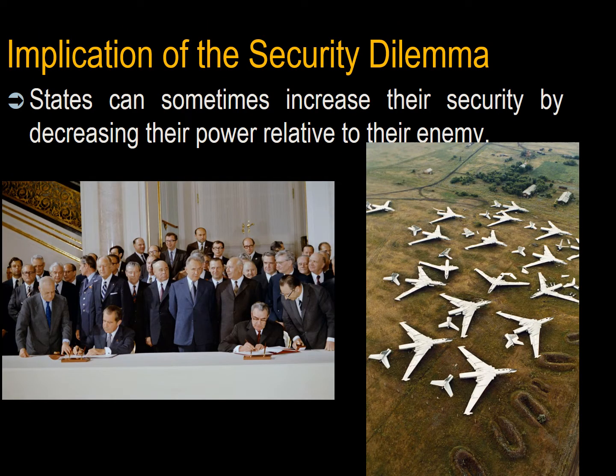The surprising implication of Jervis's security dilemma model is that states can sometimes increase their security by decreasing their power relative to their adversary. And this is the logic of arms control. The idea that you can increase the likelihood of a state's survival by reducing the weapons that threaten others. You can see on the right Bison bombers of the Soviet Union being dismantled. And on the left, you can see Leonid Brezhnev, Secretary General of the Soviet Union, and Richard Nixon, American President, signing SALT, the Strategic Arms Limitation Talks Treaty.